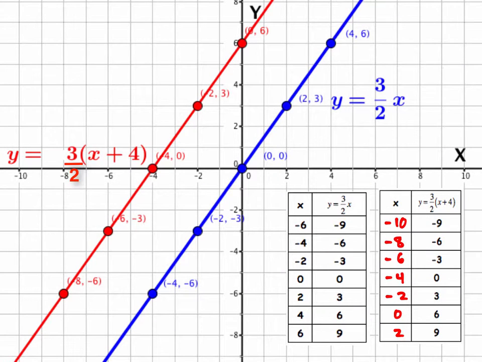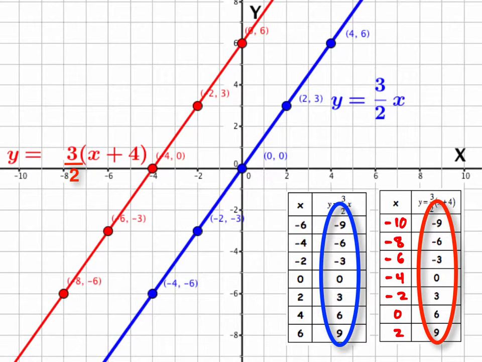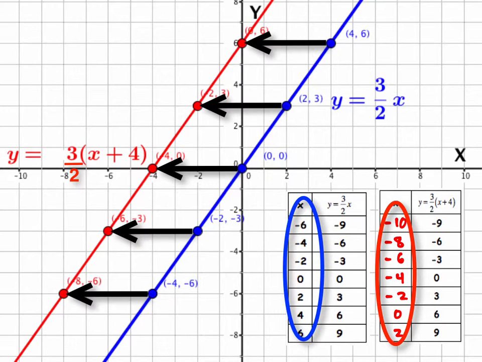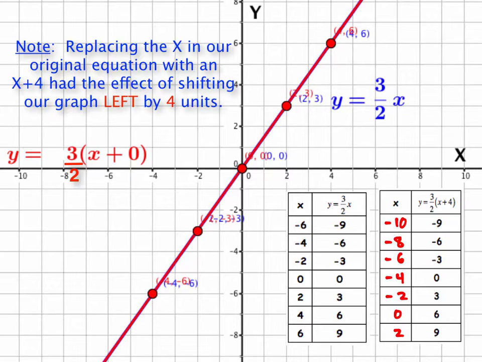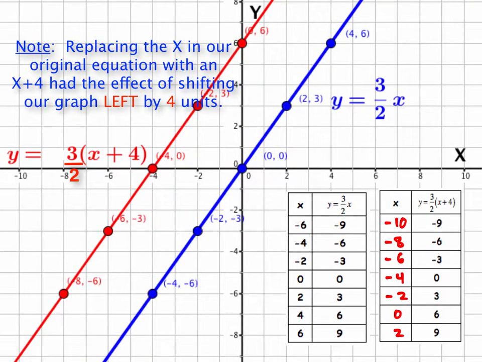Alright, when we graph this new equation, it appears that we get the exact same graph but shifted to the left exactly 4 units. In order to get the same y value, the x value for our equation in red has to be exactly 4 less than it was to get that same y value for our equation in blue. And that had the effect of shifting every point on the graph to the left 4 units because they all have the same y value, but the graph in red has an x value that's 4 less. Replacing the x in our equation with an x plus 4 had the effect of moving our graph 4 units to the left.